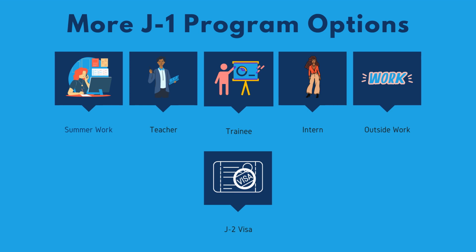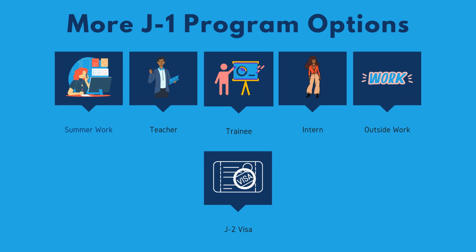The Teacher Program allows teachers to teach at a primary or secondary school in the U.S. for up to 3 years. Trainee programs are designed to help professionals gain exposure and experience in their field through training at U.S. businesses. You must be at least 20 years old to participate. The Intern Program allows professionals to participate in internships in their occupational field.